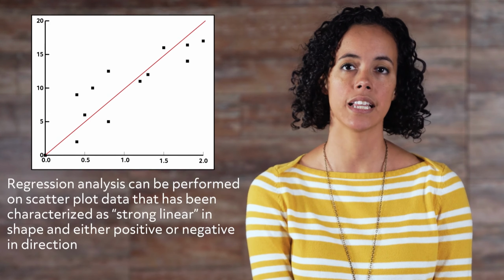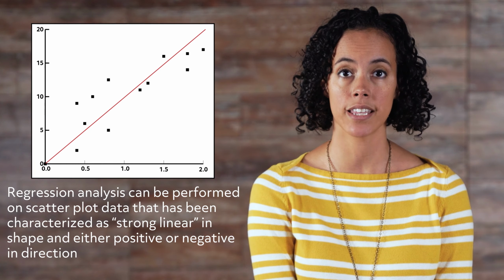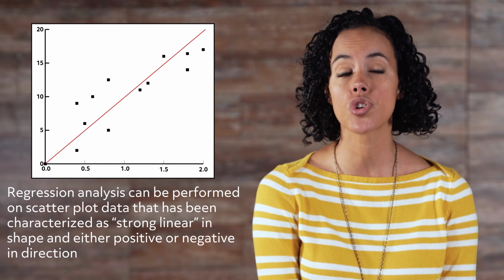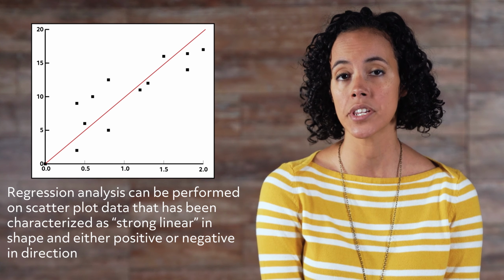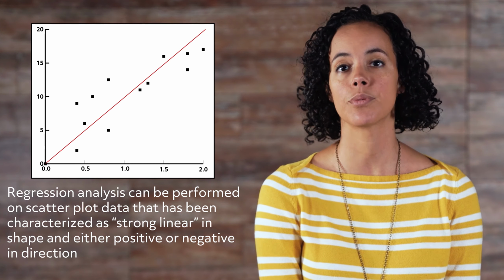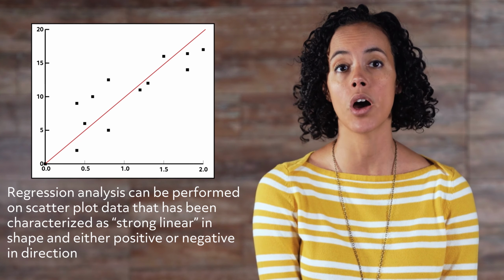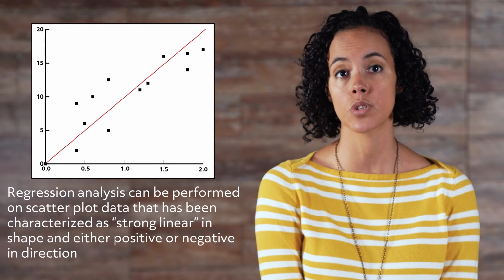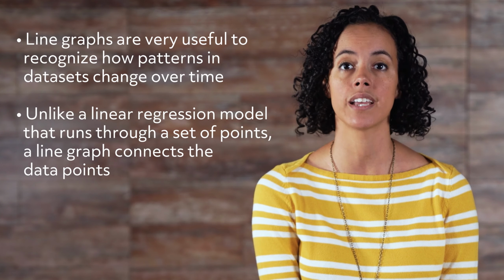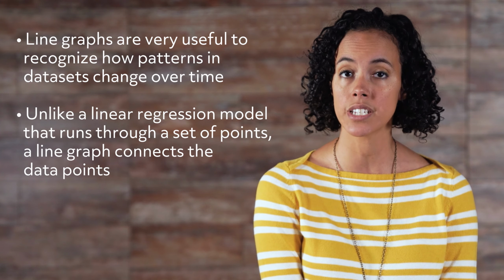Finally, a scatter plot with no pattern at all is also of interest to prove no association between the 2 variables. Regression analysis can be performed on scatter plot data that has been characterized as strong linear in shape and either positive or negative in direction. This regression line serves as a predictive model only for estimating other points of interest within the range of the data set. Line graphs are very useful to recognize how patterns in data sets change over time.